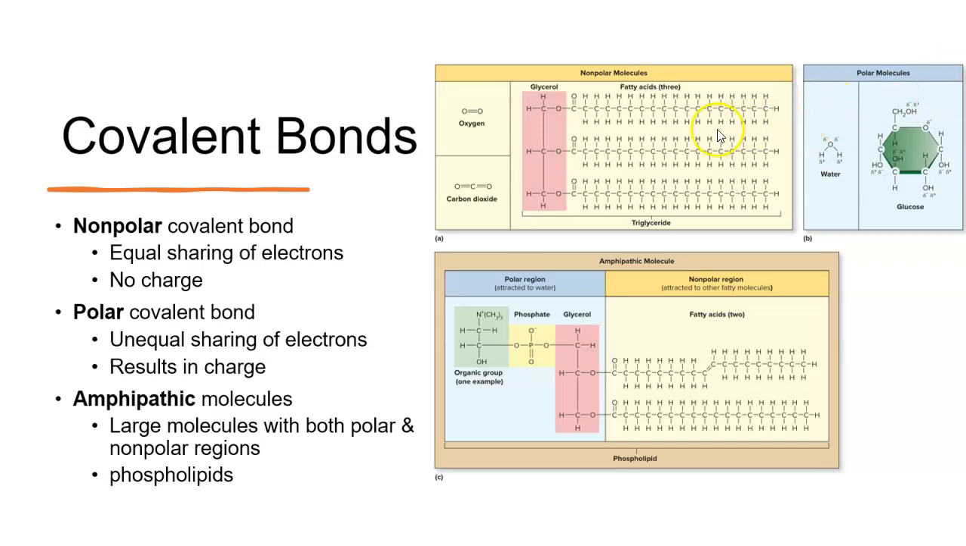In addition to polar and nonpolar, we have something called amphipathic molecules. Amphi means both. Pathia means feeling. So an amphipathic molecule has a polar region and a nonpolar region, such as we see here with the phosphate and the fatty acid part of a phospholipid.